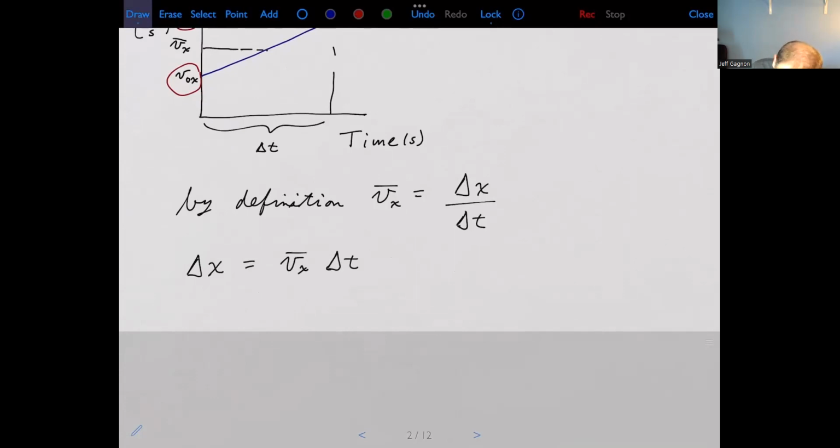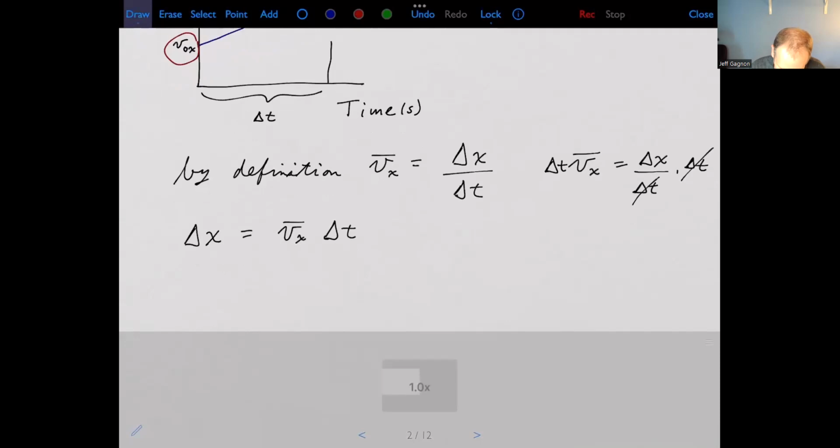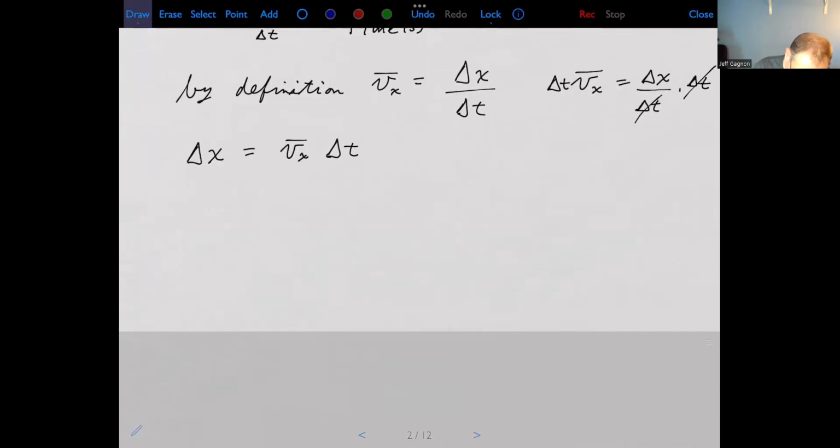Here, I'll do the algebra out over here. I basically multiplied both sides by delta t. Right, whatever I do to one side, do the other side, a little bit of algebra, I can cancel the delta t's here. So I have delta x is equal to the average v_x times delta t. And I just wrote the delta x on the left-hand side. Okay, now let's substitute in what we just wrote for our average velocity.